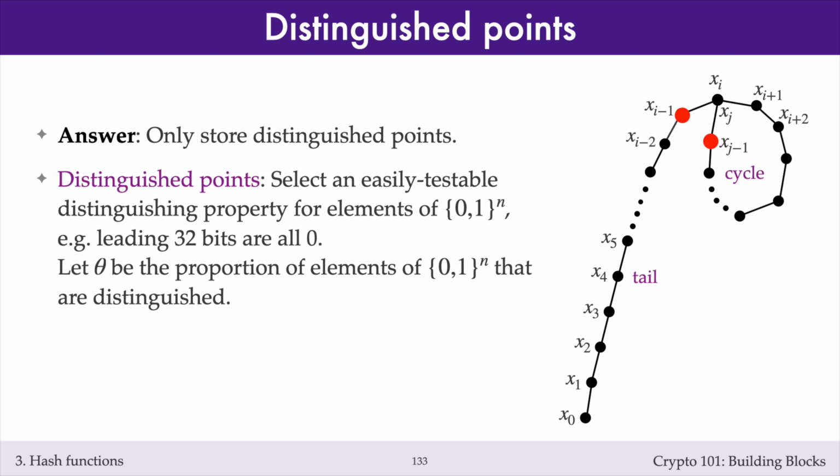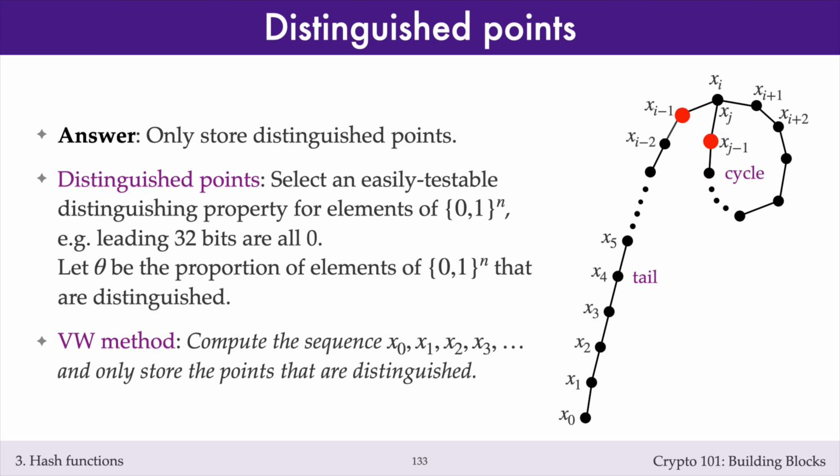So, we'll select an easily testable distinguishing property for elements of the codomain of the hash function. For example, we might declare a hash value to be distinguished if its leading 32 bits are all 0. Let theta be the proportion of hash values that are distinguished. For instance, if the distinguishing criterion was that the leading 32 bits are all 0, then theta would be 1 over 2 to the 32.